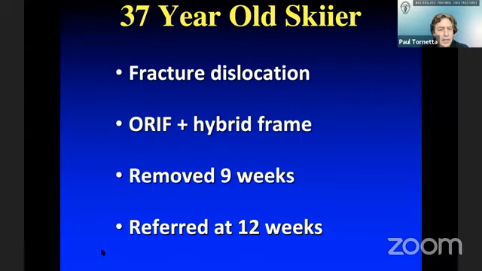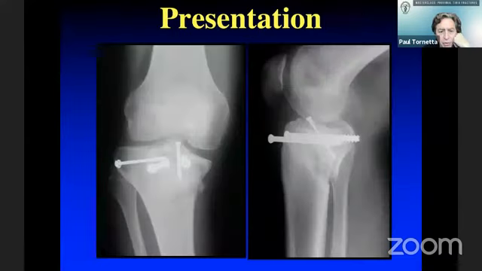Now, here's the patient I started with, to say this is a really bad problem that's frequently missed. This is a patient who was 37 years old. I think I treated him in 1993 or '94. He had an ORIF and a hybrid frame placed. It was removed at 9 weeks, and then he was referred to me at 12 weeks with this. So this is exactly what we're missing a lot of the time. It's the more fracture dislocation total condylar pattern.